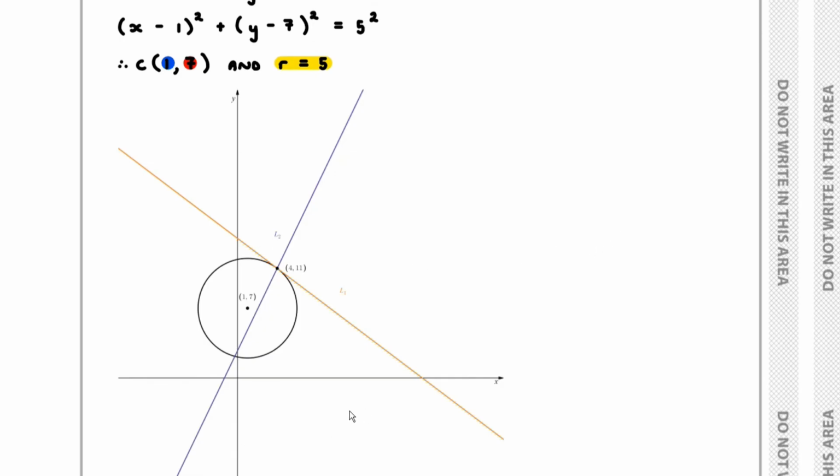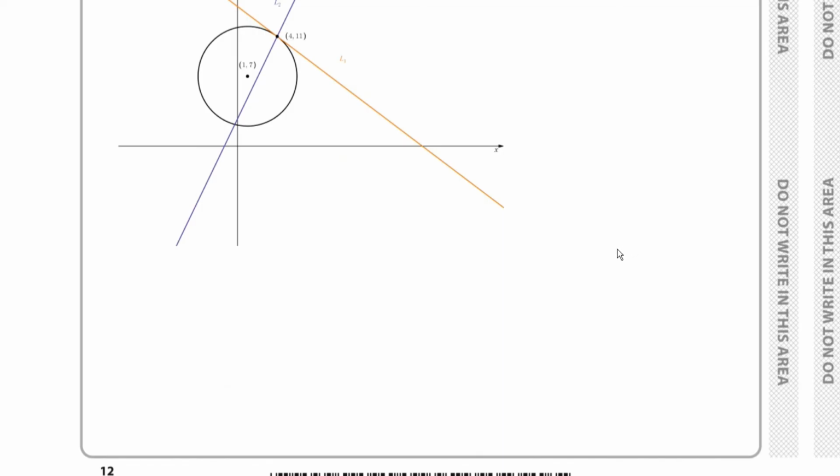Now, here is a diagram representing the circle C. We've got the line L1, which is a tangent to C at the point 4, 11. We've got the centre of the circle at 1, 7. And we've got some line L2, which also passes through 4, 11. What we can do is find the equation of L1 to begin with.